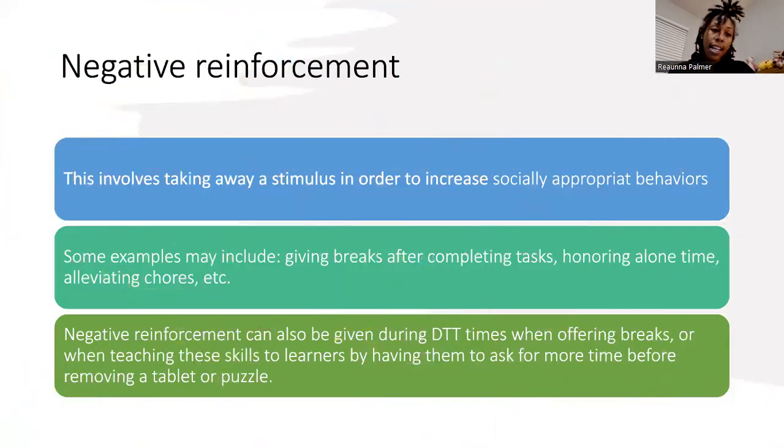Negative reinforcement, this would be involving anything that takes away a stimulus in order to increase more socially appropriate behaviors. Some examples may include giving breaks after completing tasks, honoring alone time, alleviating chores, etc. Negative reinforcement can also be given during DTT times when offering those breaks, or when teaching these skills to learners by having them ask for more time before removing a tablet or a puzzle.